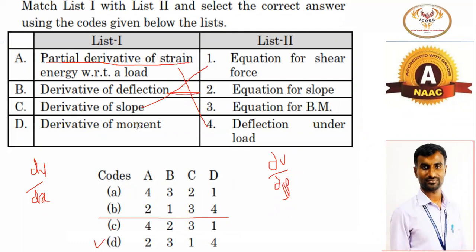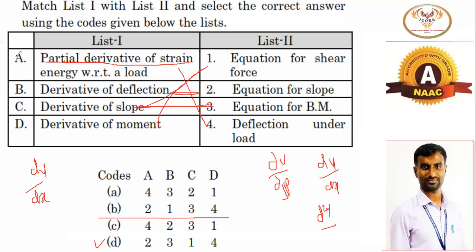Then for derivative of moment, equation of bending moment. Derivative of slope, what will it be? Shear force will be. Derivative of slope, dy by dx. Derivative of this will be d2y by dx square. So what will this be? For derivative of slope, it will be bending moment. And for derivative of moment, it will be slope.